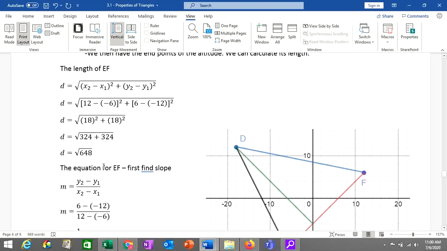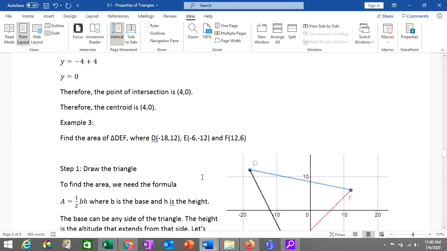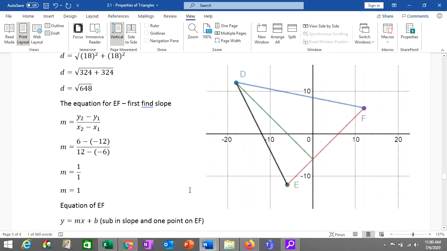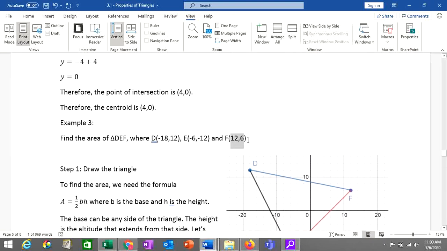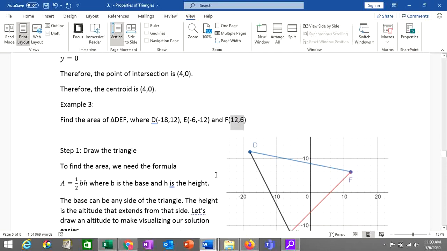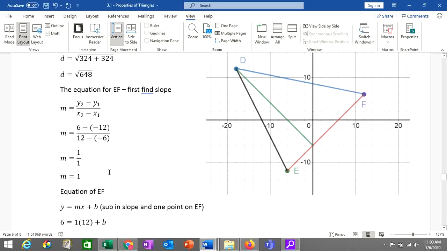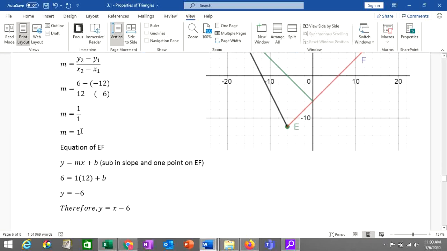I then take either point E or point F. So I can go back. I have point E. I have point F. I take one of those 2 points and I put it into y equals mx plus b. So I'm going to take 12 comma 6. So y is 6 and x is 12. I take my slope that I already calculated and I get, shouldn't say y, this should say b. So b is equal to negative 6, right? If I bring this over, I get a b value equal to negative 6. So then I have the equation of EF. It's y equals x minus 6. And there's a 1 here, right?